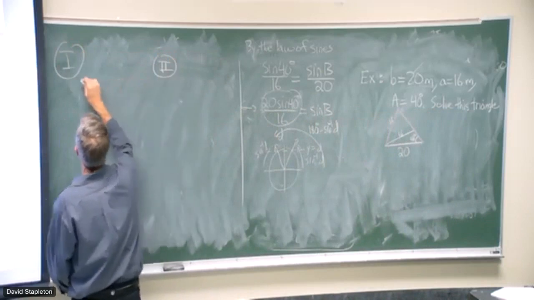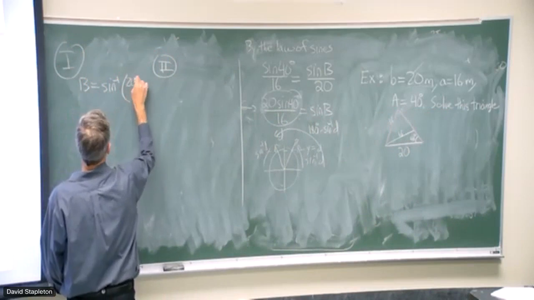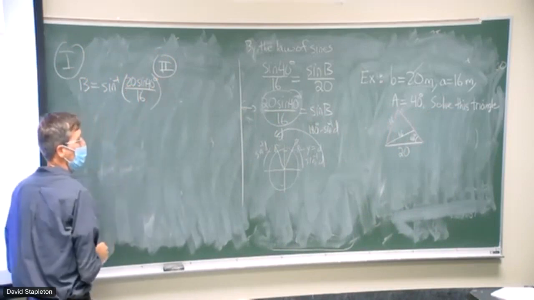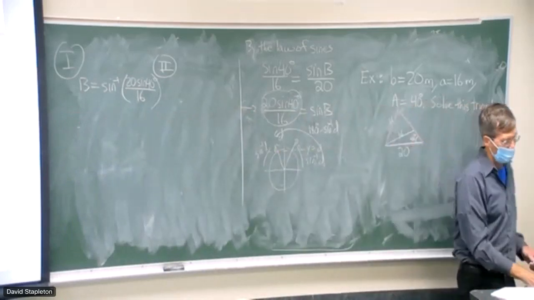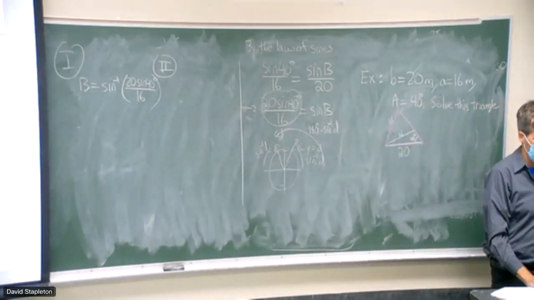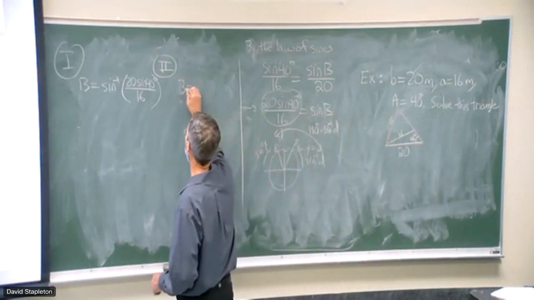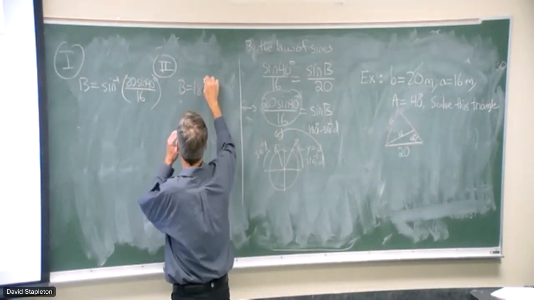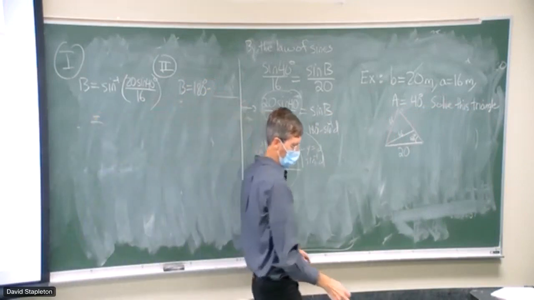In the first one, B is going to be the arc sine of the number you see there, 20 sine 40 degrees over 16. And the other one is going to be 180 minus that. That's what we said here: one angle is the arc sine, one angle is 180 minus the arc sine. I just have to figure out what this is, so I run this on the calculator.